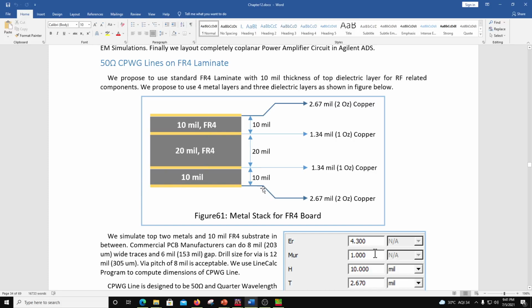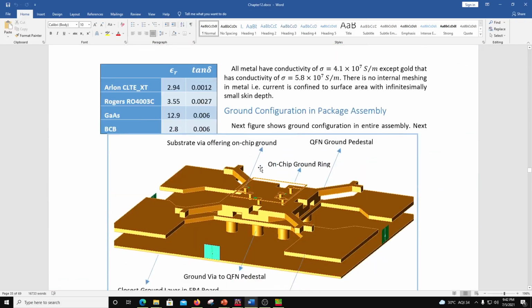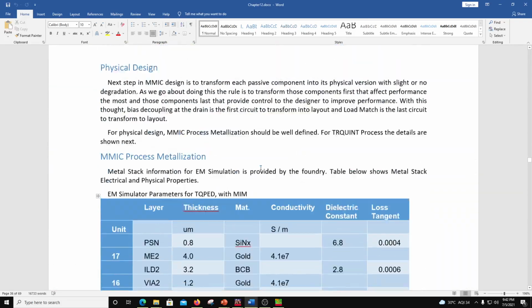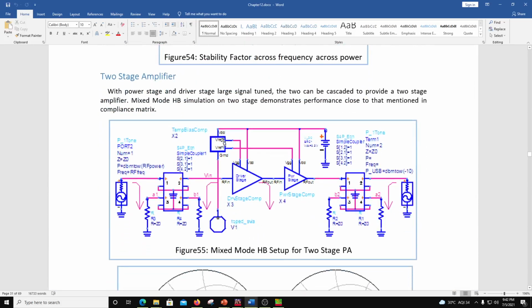Okay, there is no information from left to right, only there is a profile information here which says that I'm going to use a 10 mil board, 10 mil at the bottom, 20 mil in between, and 10 mil at the top, right? So that's what this board is, and that's the QFN. And then what is inside is a two-stage like this with a bias circuit.